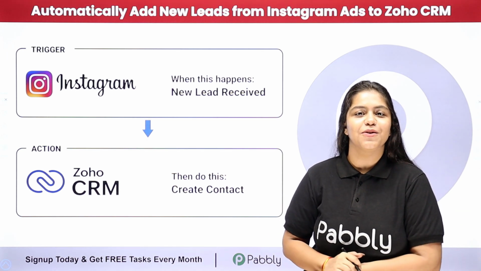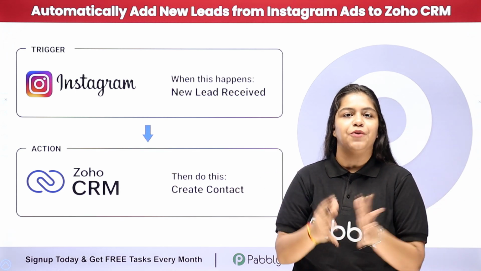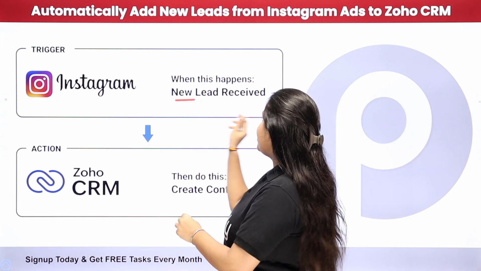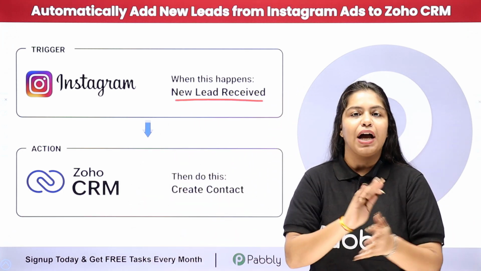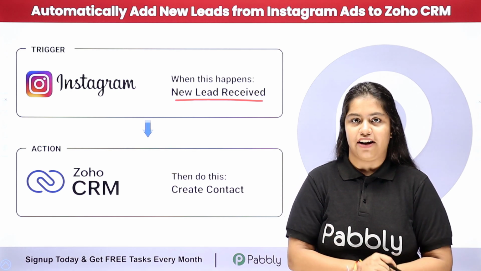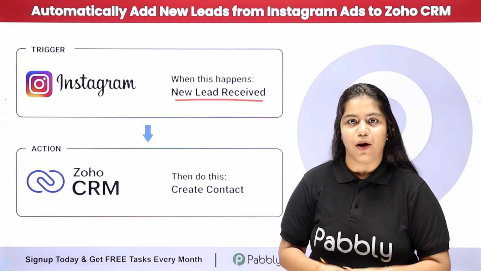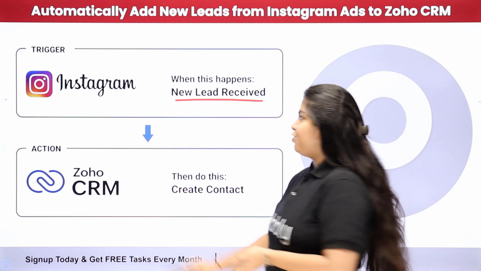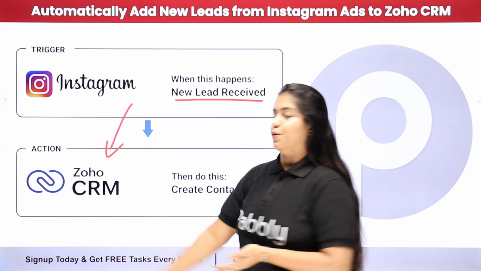So like you, I also use Instagram ads to get more leads for my business. And now what I want is that as soon as we receive a new lead from Instagram lead ads, I want to add the lead details into Zoho CRM so that my sales team can follow up quickly and efficiently. So to do this, we are simply going to create a connection between Instagram lead ads and Zoho CRM.